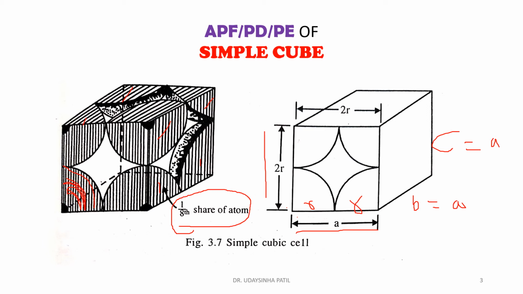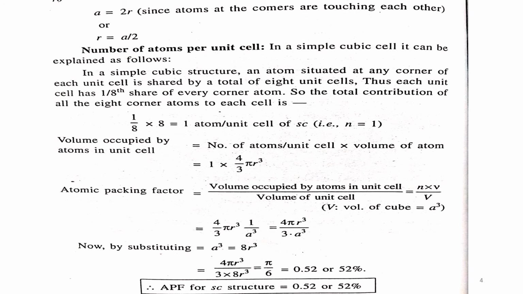Therefore, we have to calculate the number of atoms present in each simple cube lattice. We can say that a is 2R, or R is equal to a by 2. When you know the lattice constant a, we can easily calculate the value of R. Then we are going to study the number of atoms per unit cell. In a simple cube cell, it can be explained as follows.